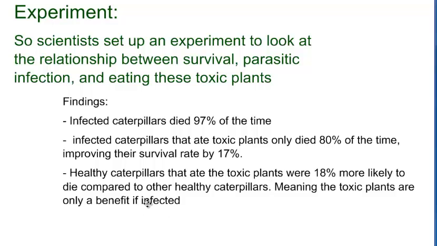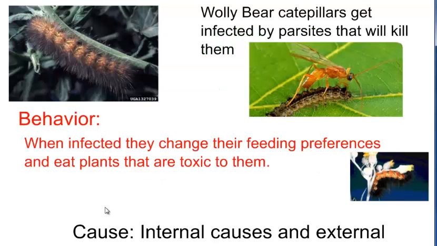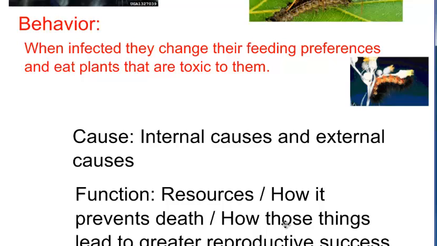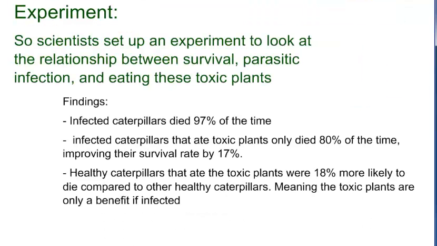So all of the research findings were about the benefits that you get from eating the toxic plants, or the harm of eating a toxic plant. So it's all about what you get from it. That's the function. That's the definition of the function of a behavior, right? How it helps prevent death, how that leads to greater reproductive success. This is all about how it helps them survive. So there you go. That's the test, and prepare yourself and let me know if you have other questions.